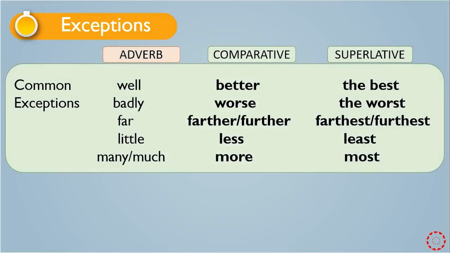Also in adverbs we have exceptions. Look at here, we have a list of common exceptions. It means here we don't have a specific rule. These are adverbs: well, badly, far, little, and much and many. These are the comparative forms of these adverbs, and these are the superlative forms of these adverbs. For example, well became better and the best, just like good, and badly became worse and the worst. Far remained the same, as we talked about in the comparative and superlative adjectives. Little became less and least, much and many became more and most.